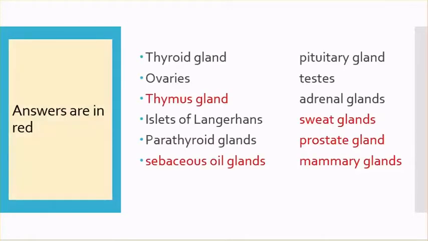Answers are in red: the thymus gland, sweat glands, prostate gland, sebaceous oil glands, mammary glands do not belong to the endocrine system. Just because they end in glands does not mean it's part of that system.